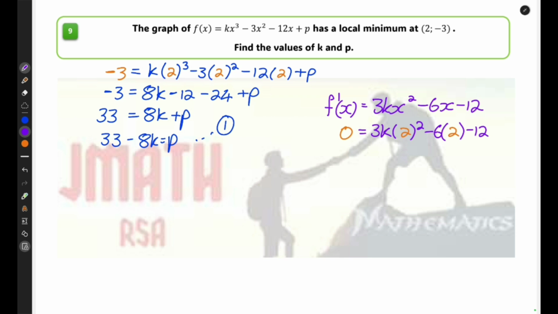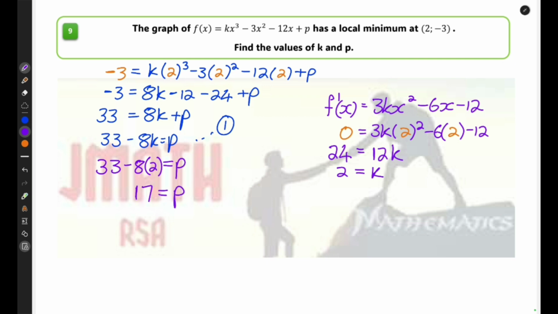So I can see minus 6 times 2 gives me minus 12. There's another minus 12, so that gives me minus 24. I'm just going to move it to this side. And this would be 2 squared again is 4 times 3 gives me 12k. So therefore k is equal to 2. And if I sub the 2 in there, then 33 minus 8 times 2 equals p. So 33 minus 16 gives me 17 as p.